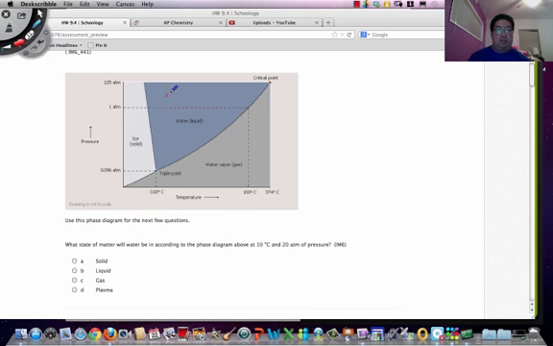So they're asking you what state of matter. When they give you pressures and temperatures, all you need to do is plot the 2 points and figure out where you are on the phase diagram. So that's how you do number 1. And you can look at the state of matter that goes along with it.